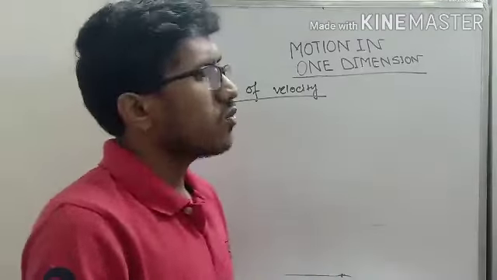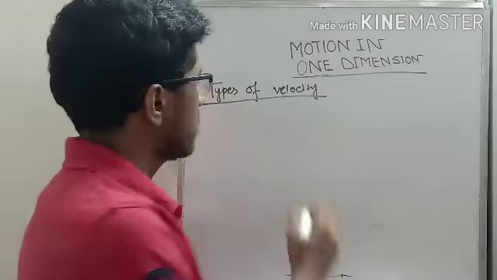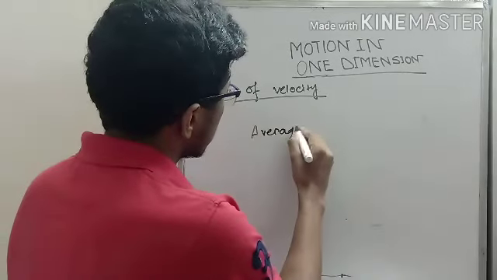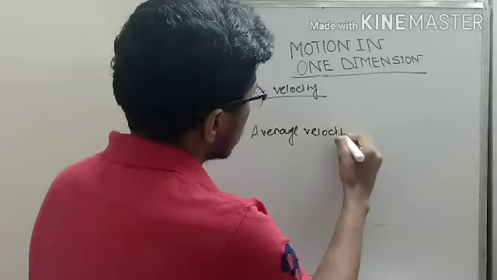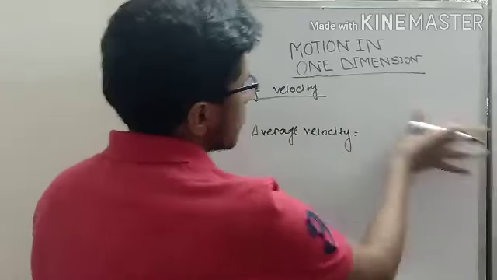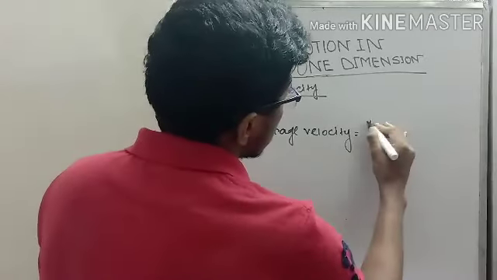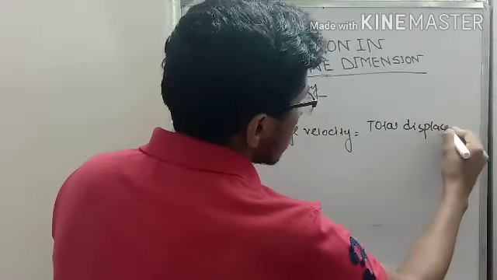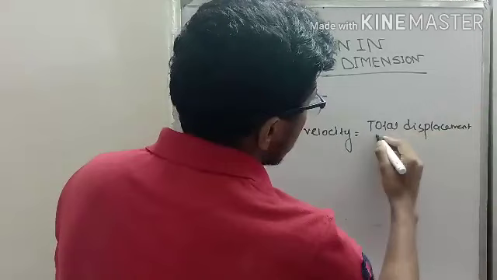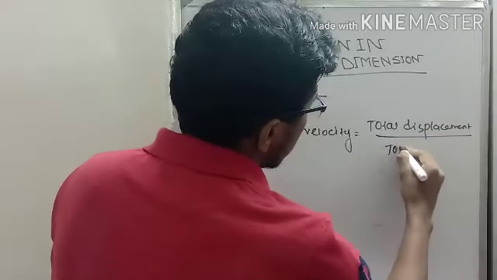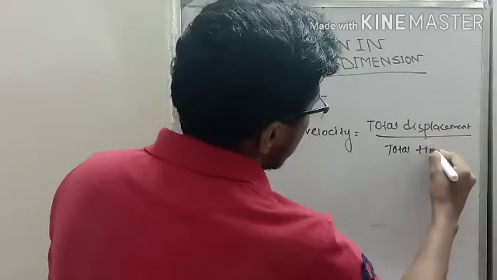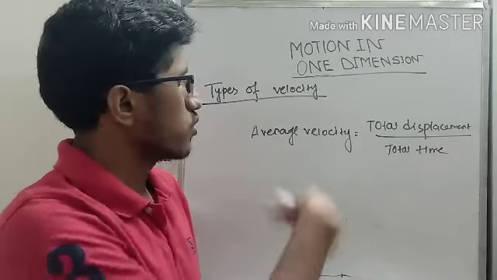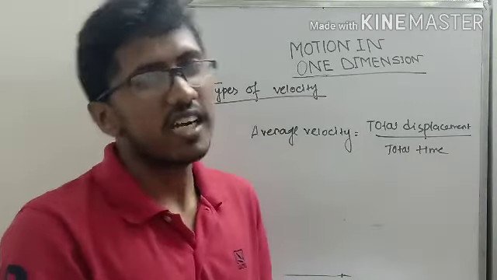Understand? Now see, what is average velocity? Average velocity is the ratio of total displacement to total time. That's it. Average velocity equals the ratio of the total displacement by total time.